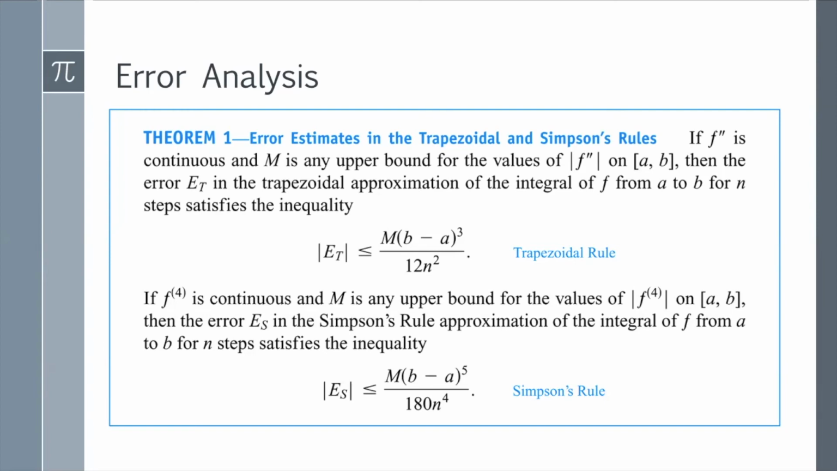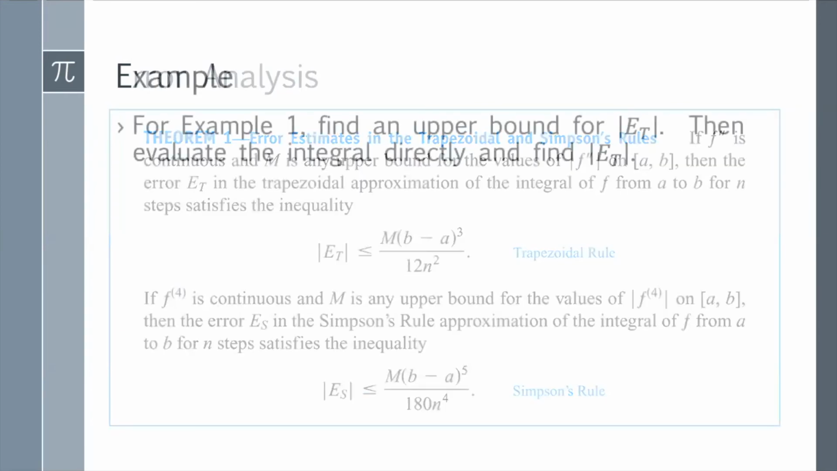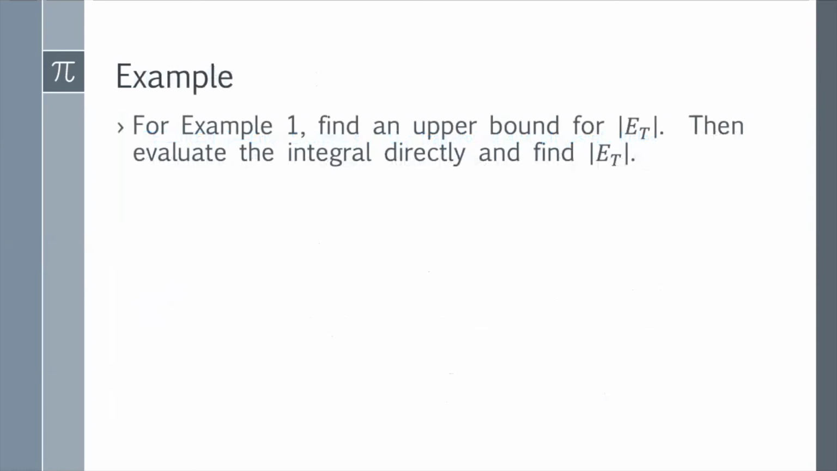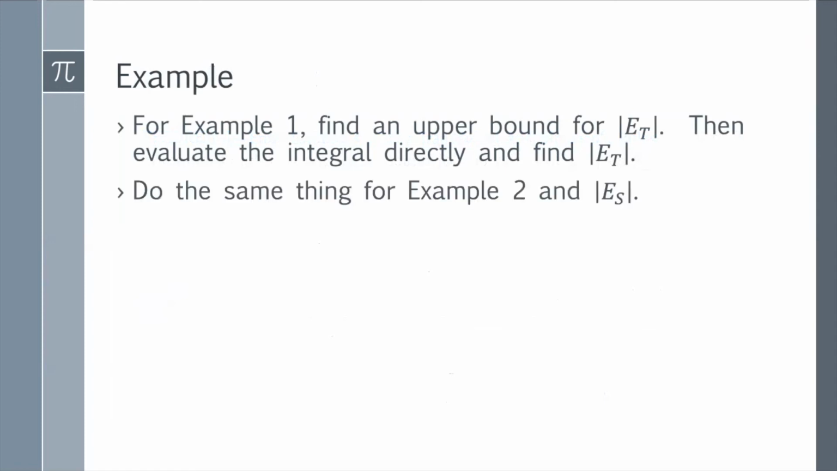So I kind of wish that I could see the derivation of especially this inequality. I'm kind of curious where that 180 comes from. But the short answer is I don't know. Okay, so here's the example I have for you. We're going to go back to example 1 and find an upper bound for the absolute value of E sub t. And then we're going to evaluate the integral directly so that we can find the exact value of E sub t. Then we're going to do the same thing with example 2 and Simpson's rule, error estimate.